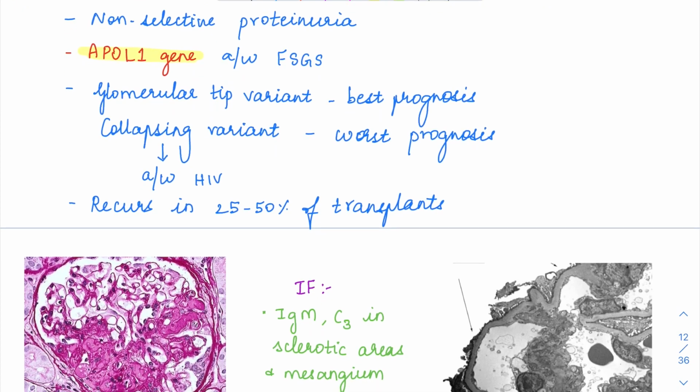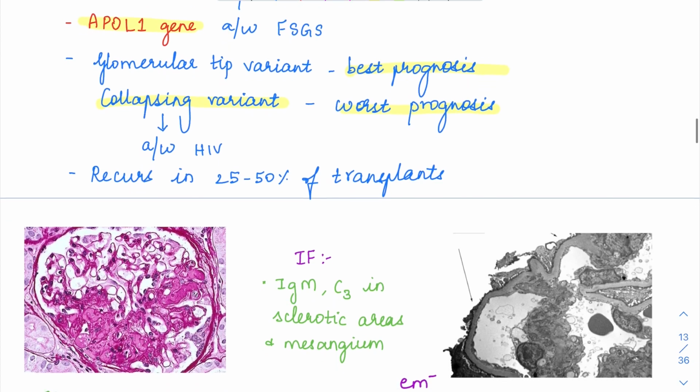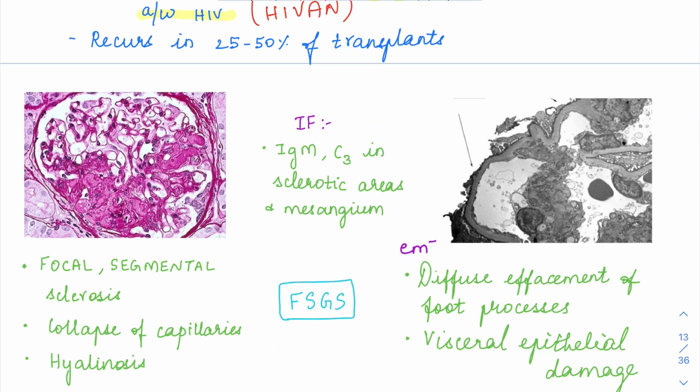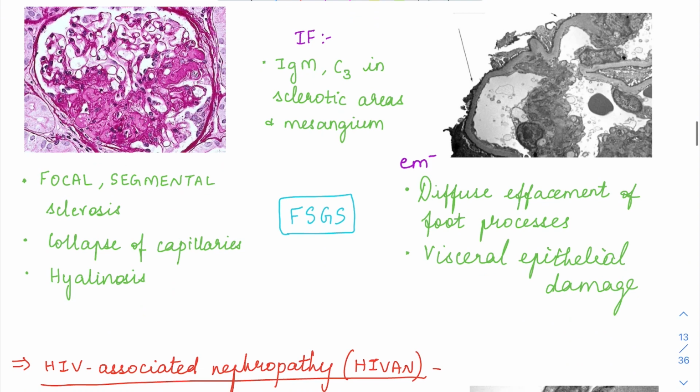We have a glomerular tip variant, which is going to have the best prognosis out of all, while there is a collapsing variant which has the worst prognosis. And this collapsing variant is important because this is the one which is associated with HIV, and HIV-associated nephropathy is called HIVAN. So HIVAN is nothing but the collapsing type of FSGS. Okay. And FSGS can recur in 25 to 50% of transplanted kidneys also.